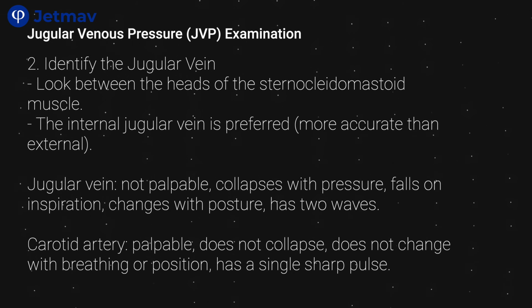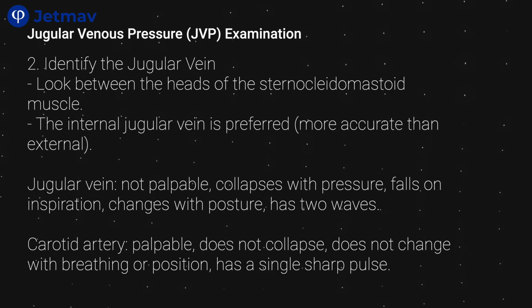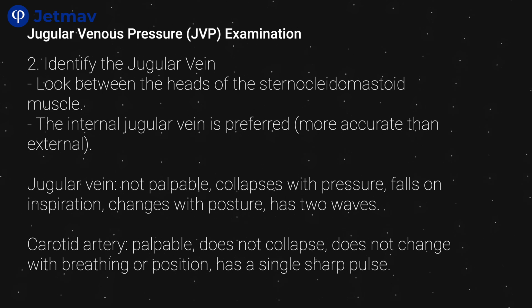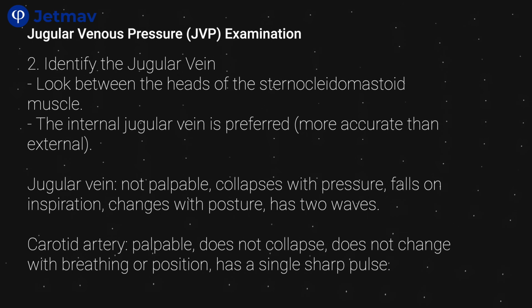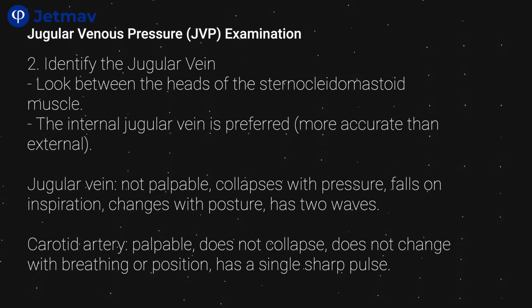Note that the jugular venous pulse is not palpable, unlike the carotid pulse. The carotid pulse you can actually palpate, but the jugular vein, because it's a vein, once you palpate, the pulse disappears. Another thing that differentiates the two is that jugular venous pulsation is biphasic or multiphasic, in the sense that when you look at it, it appears to beat two times or more than two times.